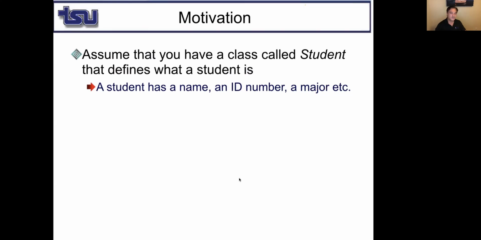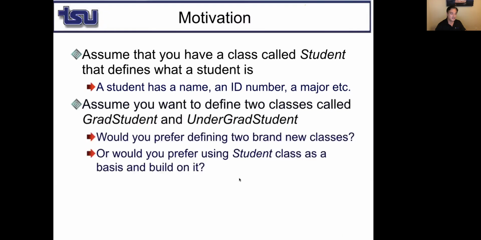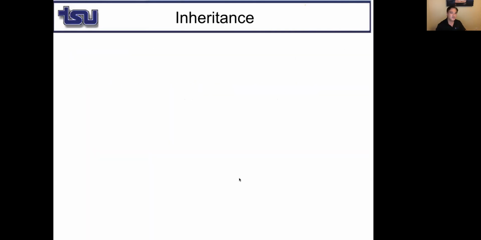Now you're asked to define two new classes called grad student and undergrad student. So the question is, would you prefer defining two brand new classes, or would you prefer using the student class as a basis and build on it? Obviously, you don't want to waste what you did with the student class. Utilize it so that you can use the same concept. For example, a grad student is a student. Undergrad student is a student. A grad student has a name, ID, and major. Undergrad student has a name, ID, and major as well. So why do we repeat the same thing twice if you have a basis already defined for you?